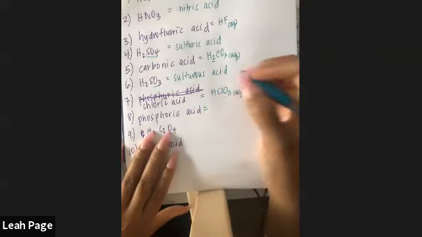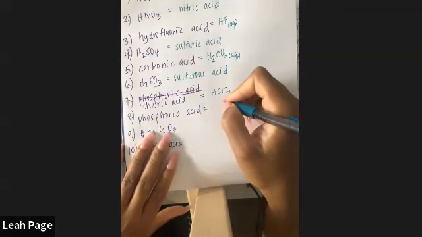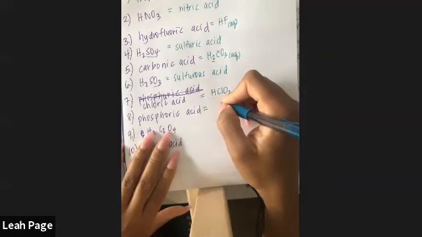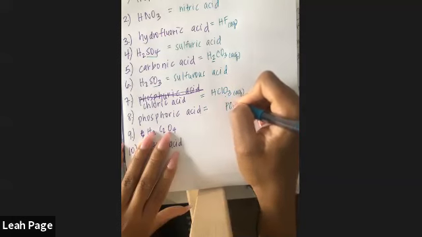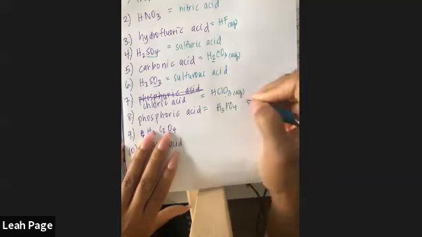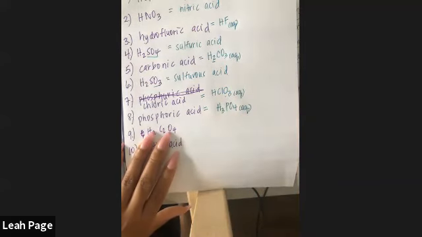All right, what about phosphoric acid? What would you guys say the formula was? H3PO4. Okay, so yep, we have to remember that phosphate is PO4 3 minus. So if it's PO4 3 minus, when we switch it, we have to say H3PO4 like this, and stick our AQ next to it.